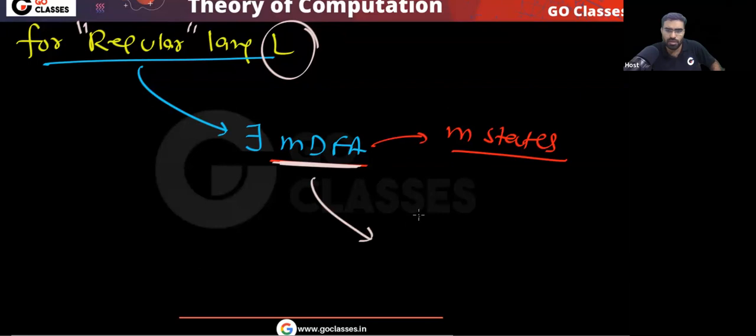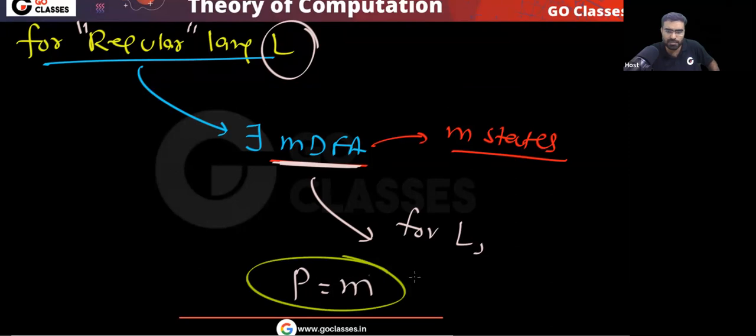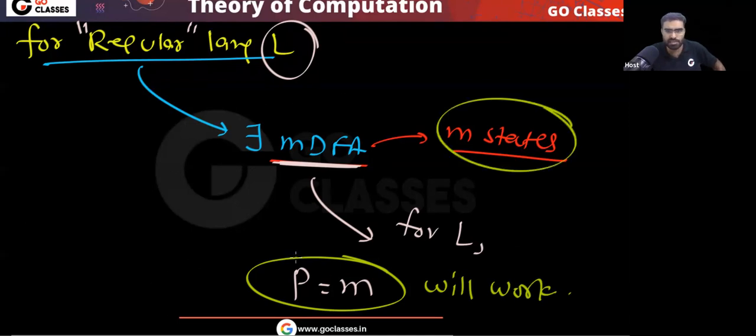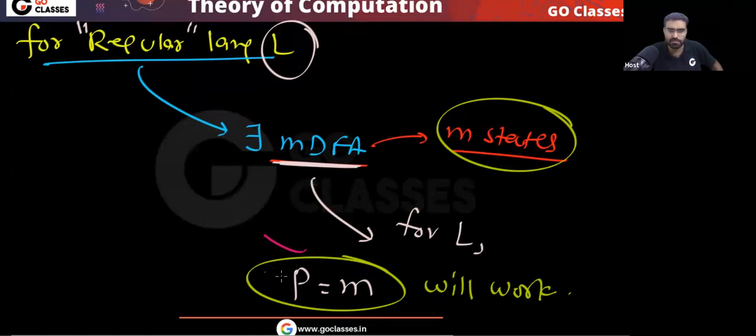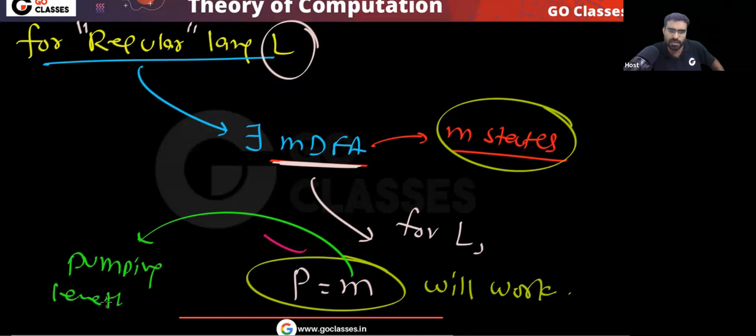Then for this language L, which pumping length will work? This P equal to M will work. So I can say the number of states is a pumping length. If you remember, I told you that for any regular language L, the number of states in the minimal DFA is a pumping length for L.